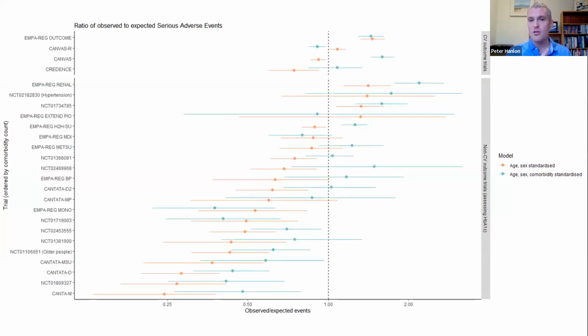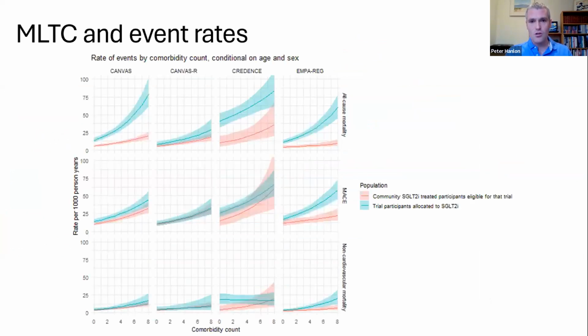When we then standardized on multiple long-term conditions as well, the differences attenuated a bit. So simply put, differences in multiple long-term conditions probably explain some of the difference in event rates between trials and routine care, but not all of it. We looked at things like all-cause mortality and MACE and also non-cardiovascular death. The community rates, conditional on multiple long-term conditions, which is on the x-axis, is shown in red. So the more long-term conditions you had, the higher the rate of these events were. And particularly for all-cause mortality, the comorbidity-specific rate in these cardiovascular outcome trials was actually considerably higher for some of the trials than in the community.